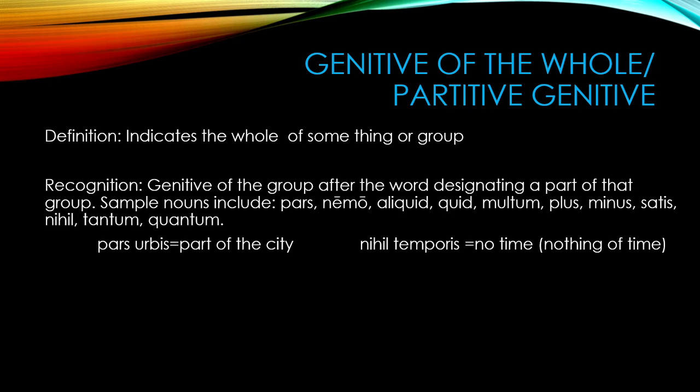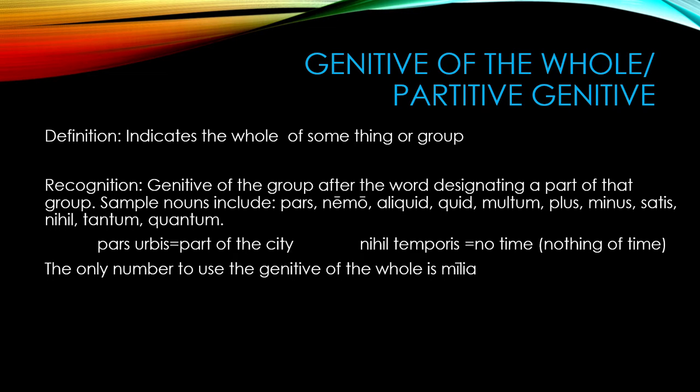Two examples of partitive genitives with these nouns are on your screen. Pars urbis is translated as part of the city. Nihil temporis is translated as no time, literally meaning nothing of time. In both of these instances, the genitive indicates the whole group from which the part, pars, nihil, is coming.